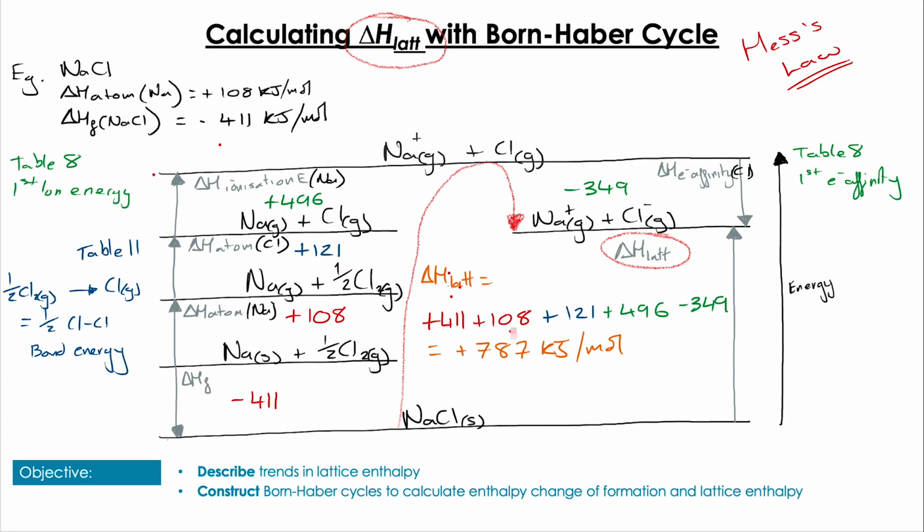And if we look at table 18, which tells us the lattice enthalpy, we see that we have a 790 kilojoule per mole lattice enthalpy, which is pretty close, and considering we've used average values for our average bond enthalpy, that's not too far away.